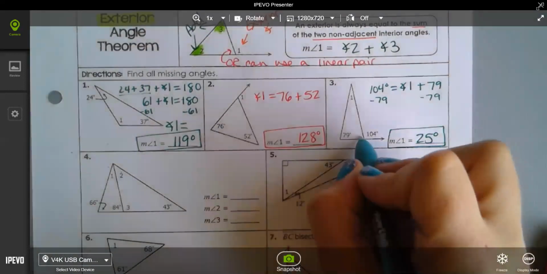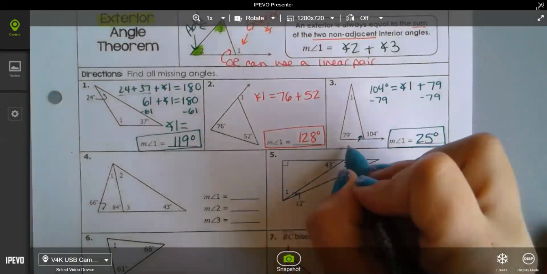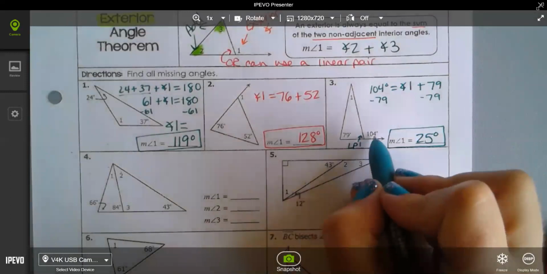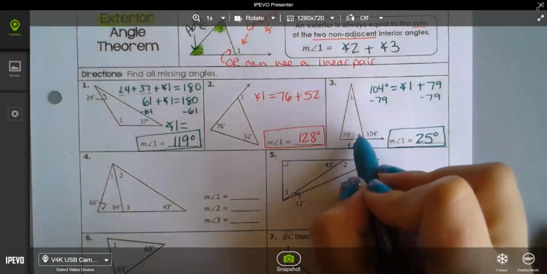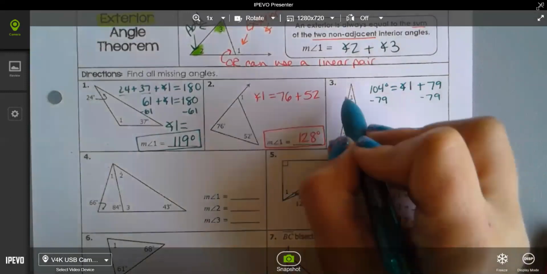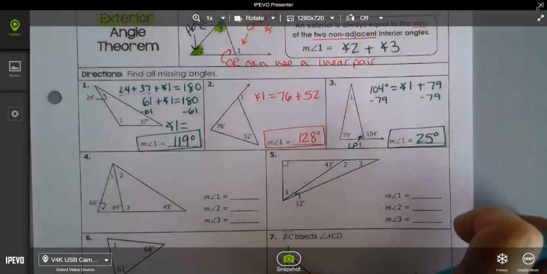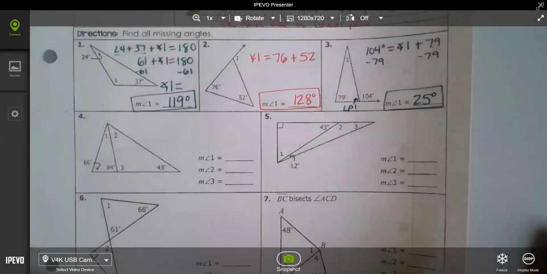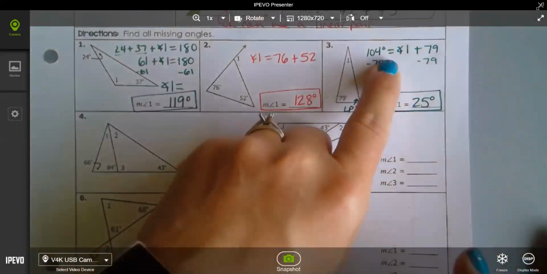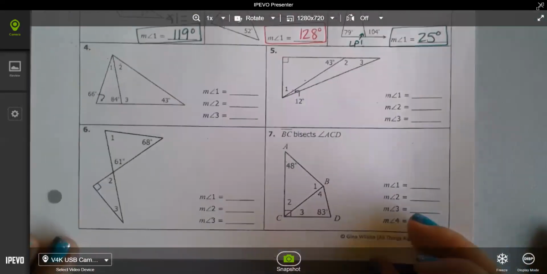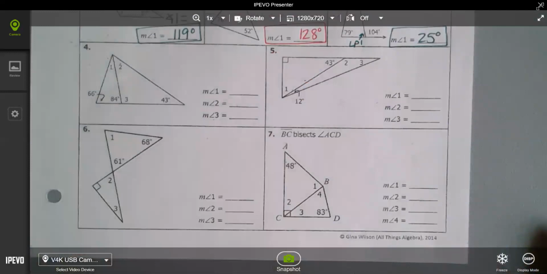Or you could have used a linear pair. I'm going to put LP. You could have used a linear pair: 180, subtract off the 104, and that would give you that measure. And now this one plus this one plus this one would have to equal 180 degrees. So if you use a linear pair, usually you have to do like 2 or 3 more steps than if you use the exterior angle theorem. The exterior angle theorem is kind of the shorter way to do that.